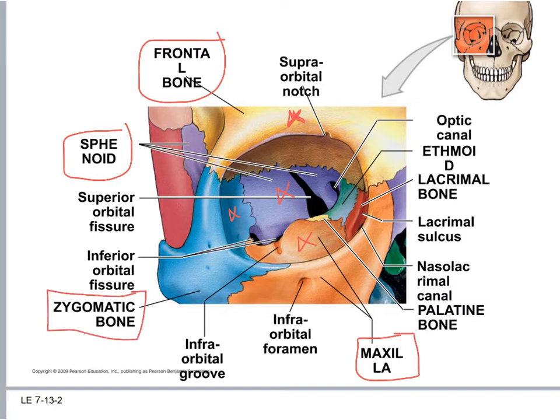And then we have some other bones here that make up the medial wall, okay? On the medial wall, medial is closest to the midline, we have the ethmoid bone. We have the lacrimal bone. And then we have this little yellow bone that we call the palatine bone, right? So all of those bones, 7 bones, make up the eye orbit. So you want to be able to identify those, and whether they are the roof, the floor, the lateral side, or the medial side.